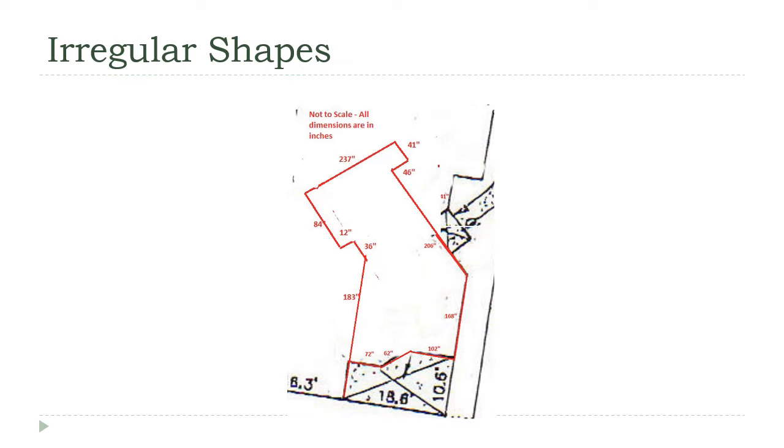So in the past lectures, we talked about how to find the areas of some fairly regular shapes, those classic geometry shapes: rectangles, triangles, trapezoids, that kind of thing. So what do you do when you're faced with something like this that is not one of those regular shapes?